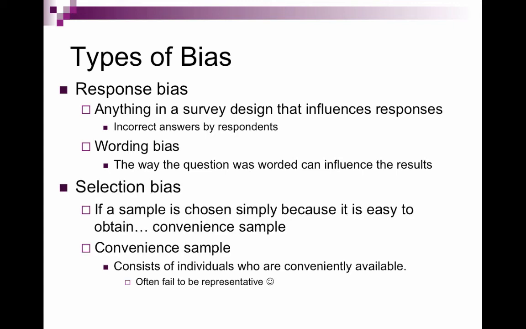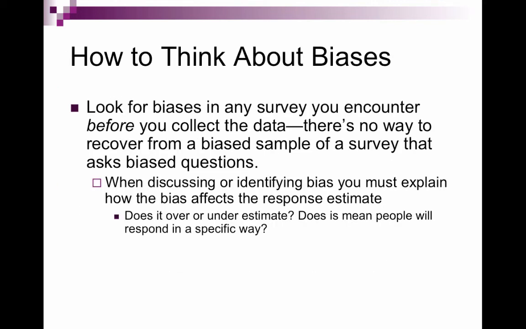And then there's selection bias. Selection bias is if a sample is chosen simply because it was easy to obtain. We call this a convenience sample. It consists of individuals who are conveniently available. This often fails to be representative. Again, if I were in the middle of our class and I were to ask you guys how you feel about having an open campus for lunch, I am only talking to seniors, and specifically only nine seniors that are in AP Stats. So that was just convenient for me, and it's not going to be representative of the entire school.